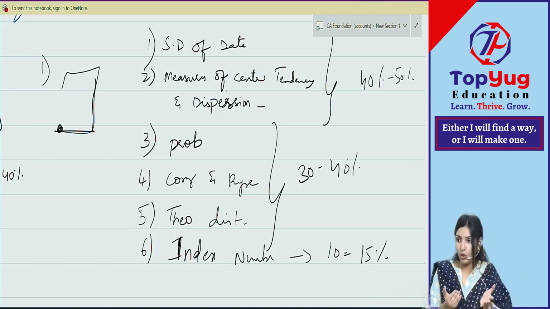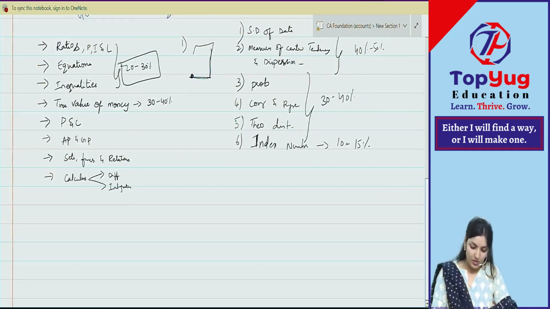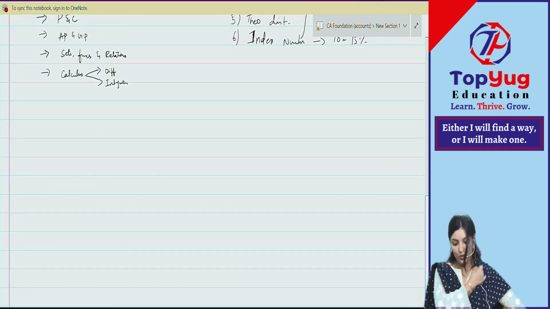You want to know anything more from me? Nothing. Shall I start with the ratios? Okay, so let me start with the ratios over here.